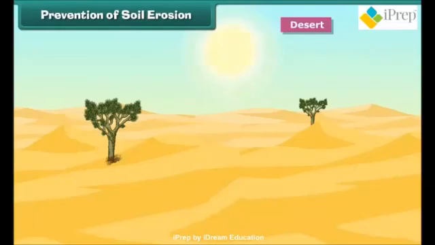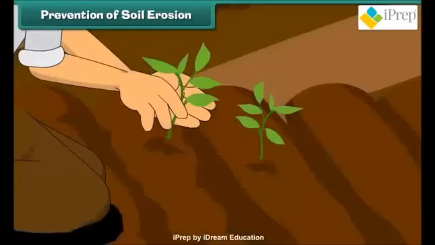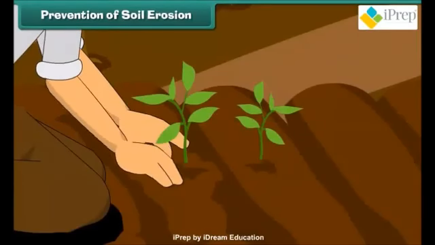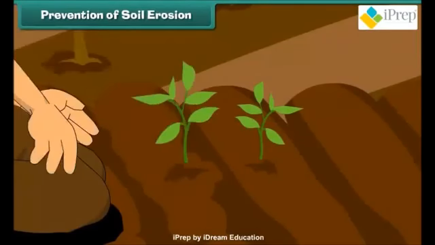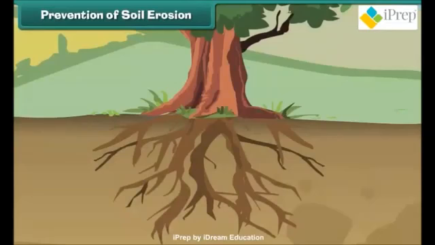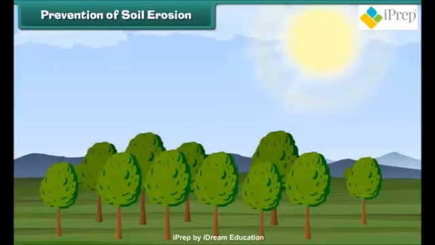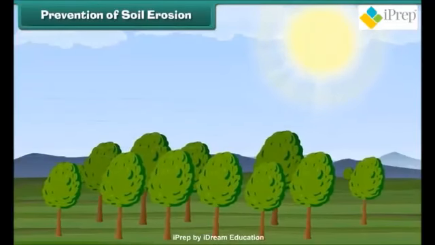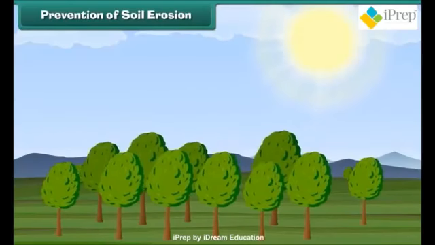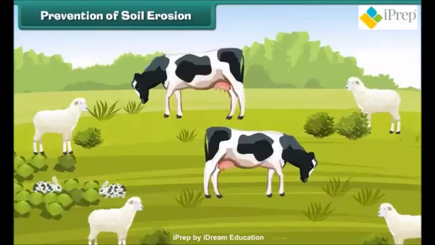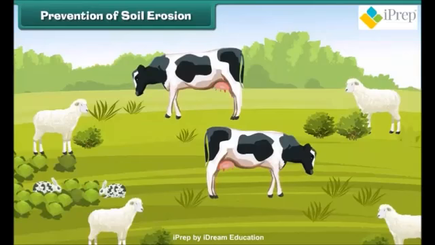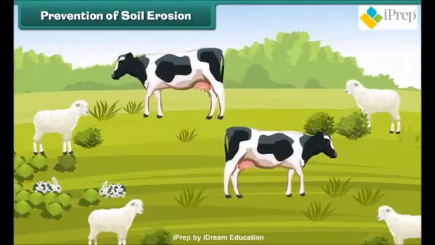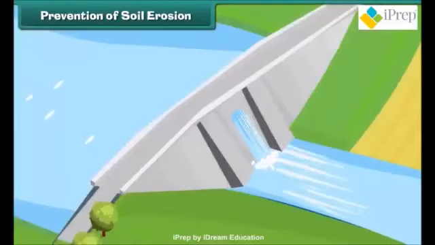There are many ways of preventing soil erosion. One of the most common ways is to grow more and more trees. The roots of trees hold the soil firmly and do not allow it to wash away easily. Trees planted across the wind direction protect soil against the high-velocity winds. Controlling overgrazing of the land by animals also controls the soil erosion. Building dams control soil loss.